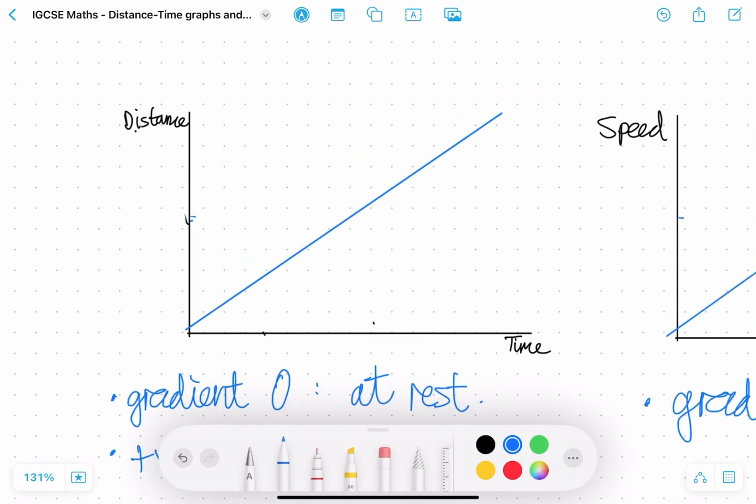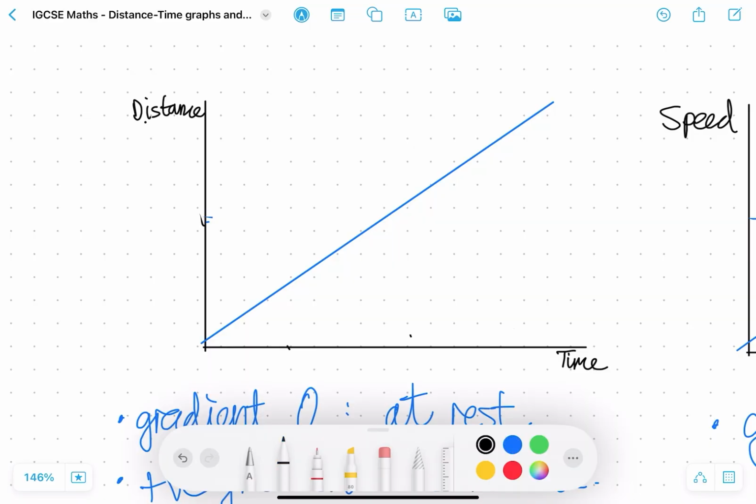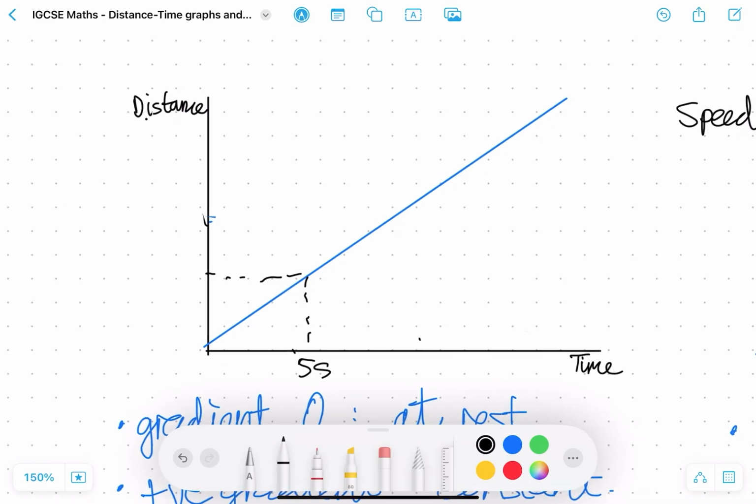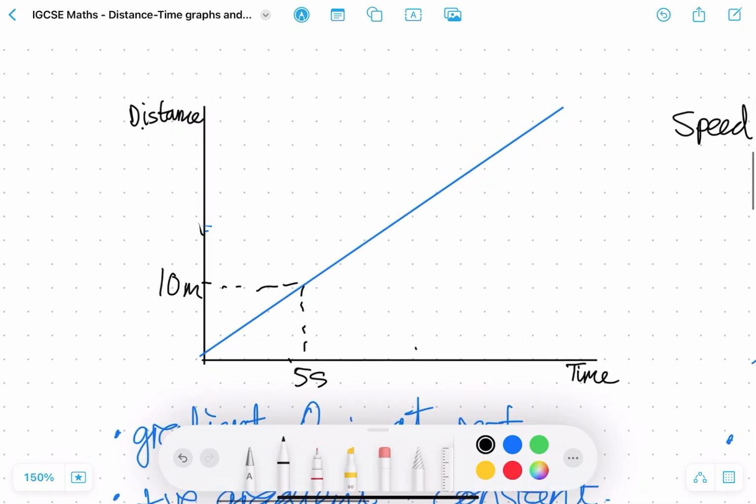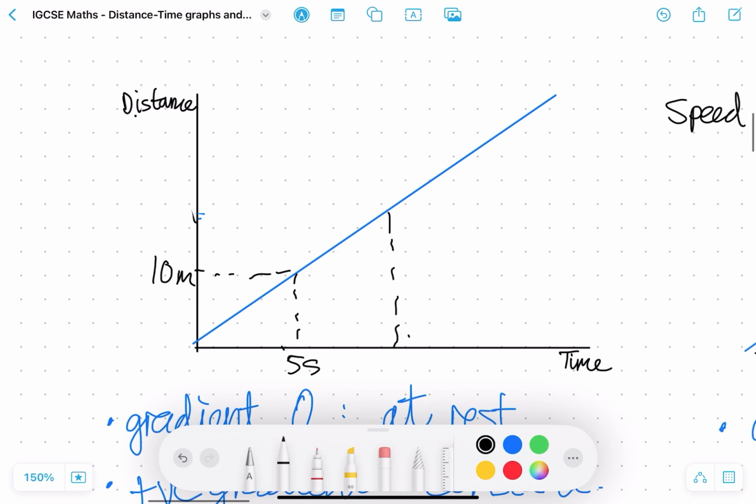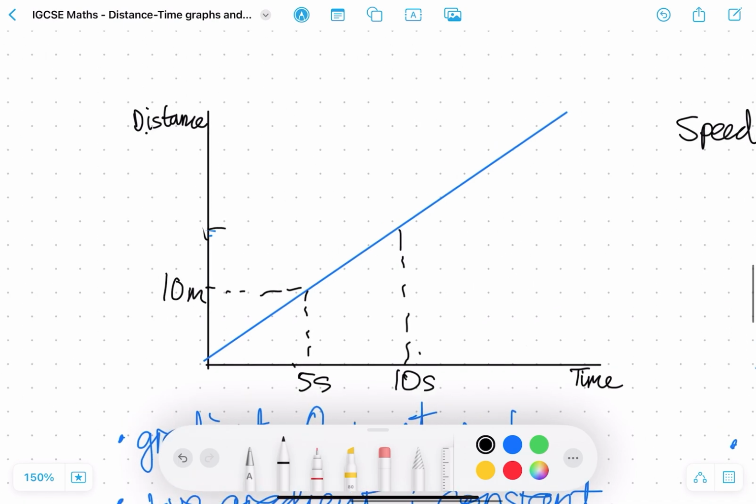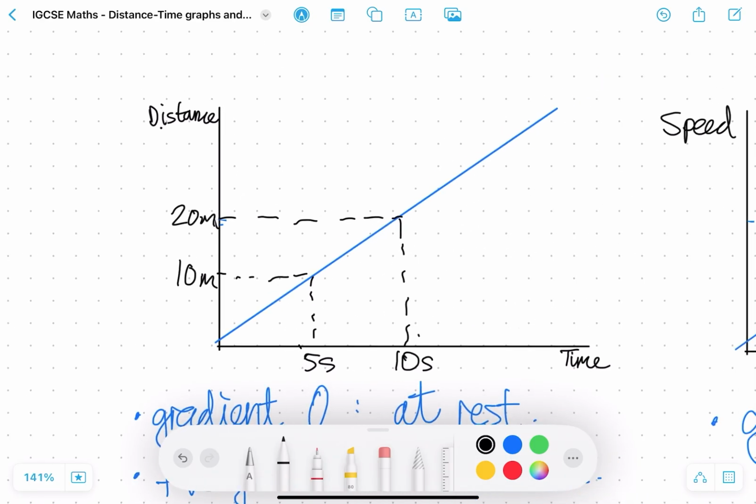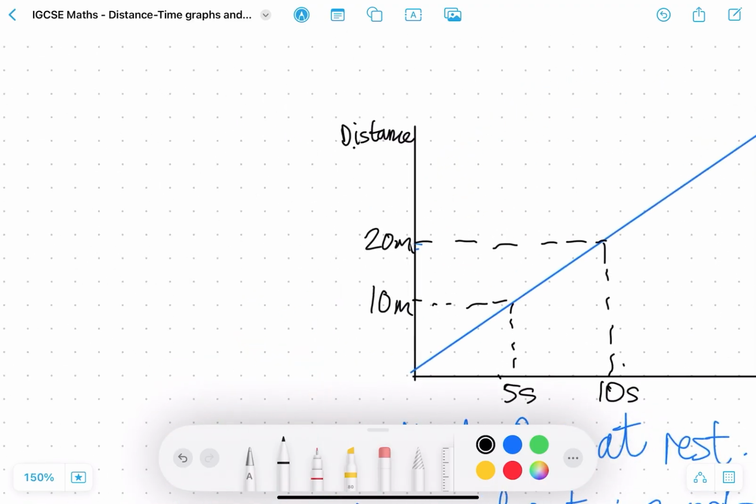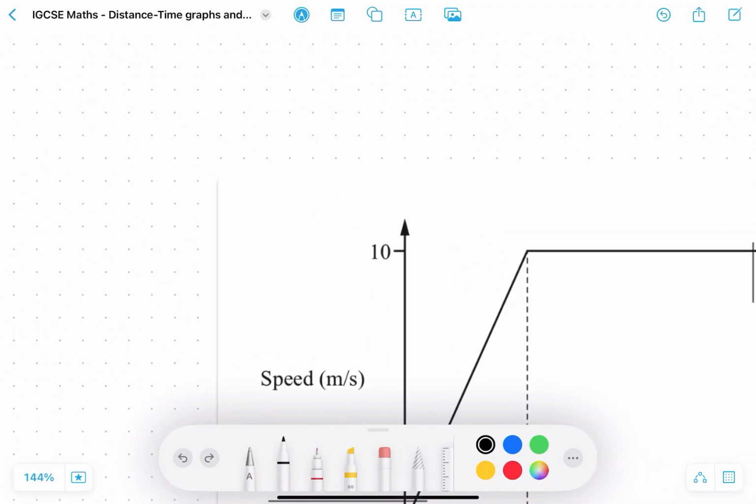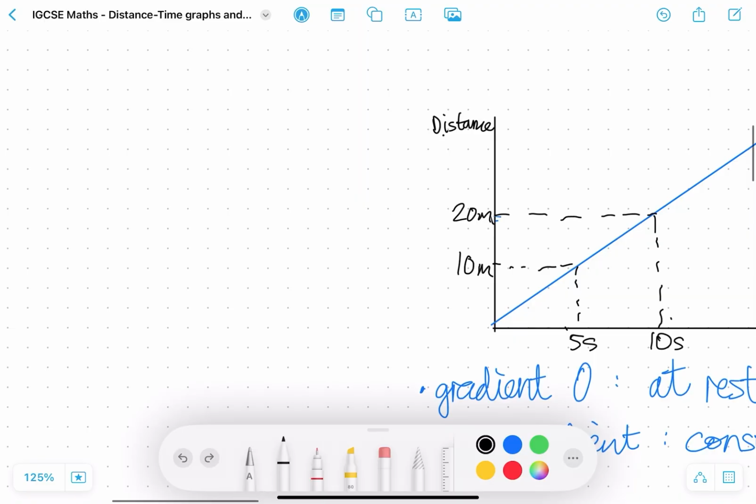So, for example, if we had at 5 seconds, the object was 10 meters away, and then at 10 seconds, the object was 20 meters away. The speed of the object can be calculated by the gradient of this line. The gradient is equal to rise over run.